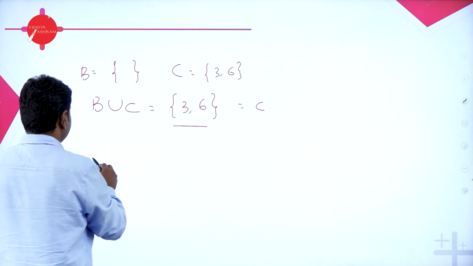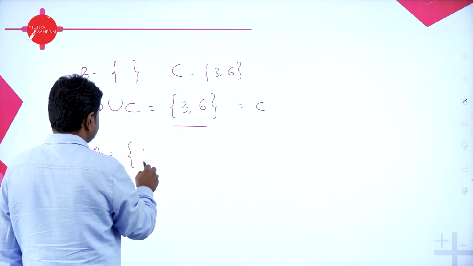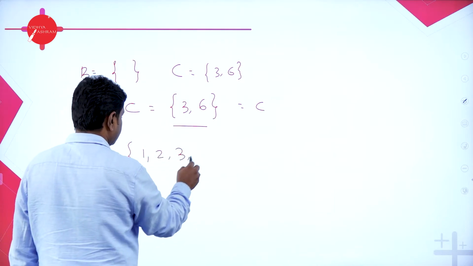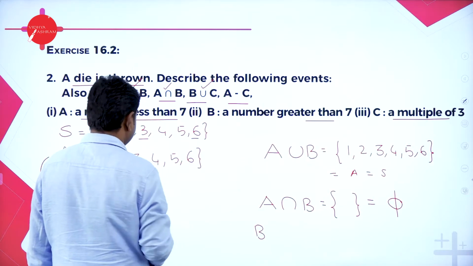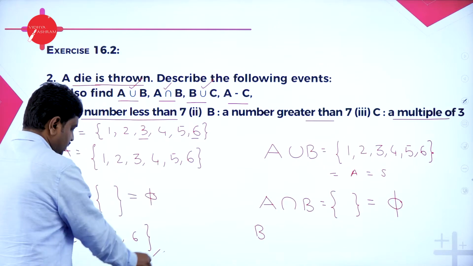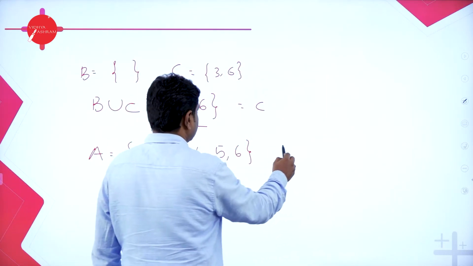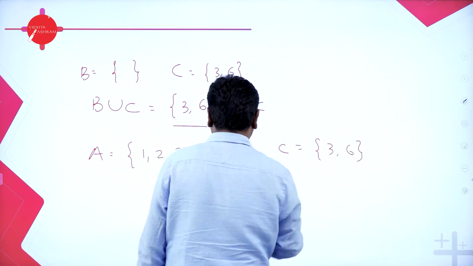Apart from that, they want A minus C. So what is set A? If you observe, set A is 1, 2, 3, 4, 5, 6. Minus C we need to do. What is C? C is multiples of 3, that is 3, 6. Now I should do A minus C.